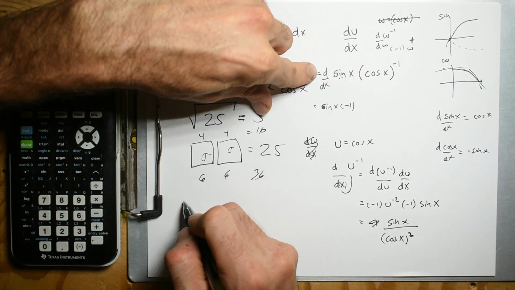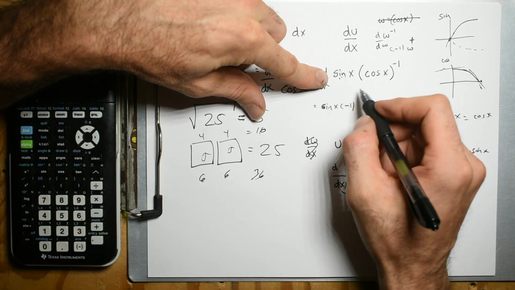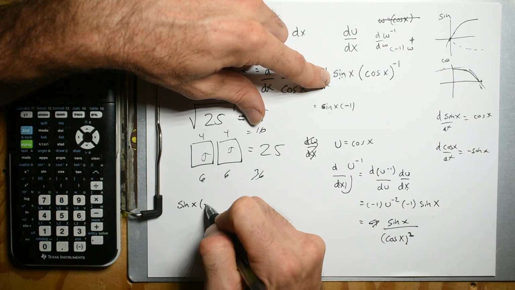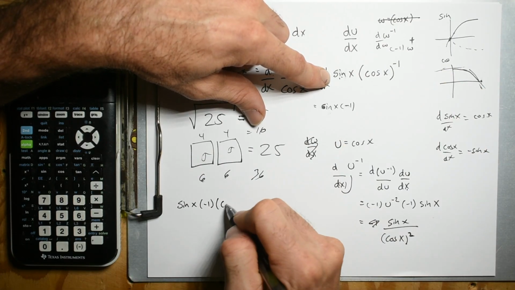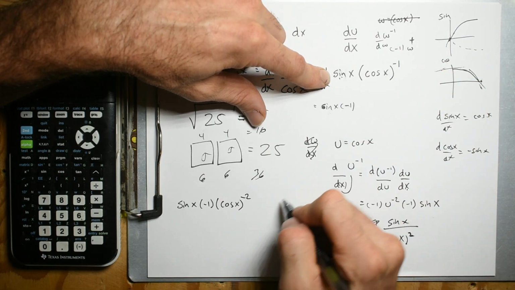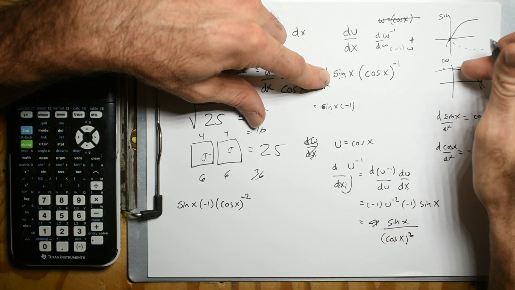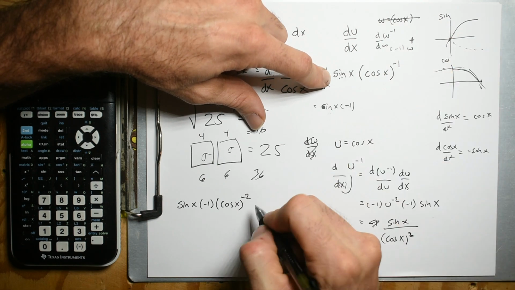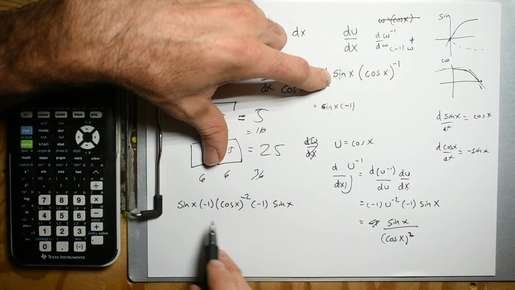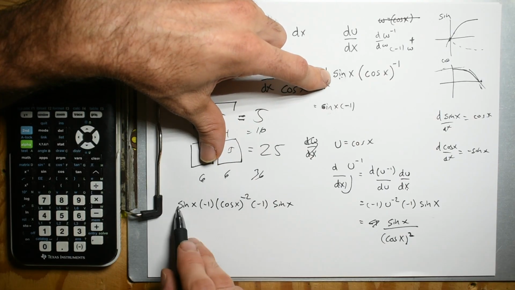I think it's just a lot simpler to just do it like this. So we have sine x, bring down the power, take the inside to a -2, drop the power there, and then take the derivative of the inside. Derivative of cosine is negative sine, so -1 sine x. We get the same thing. So here we're going to have a sine x squared.